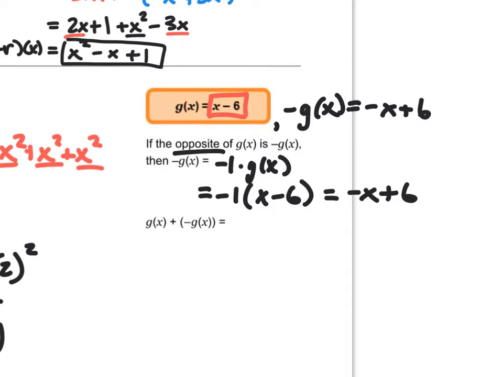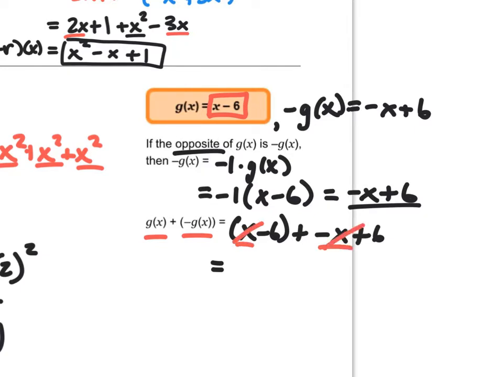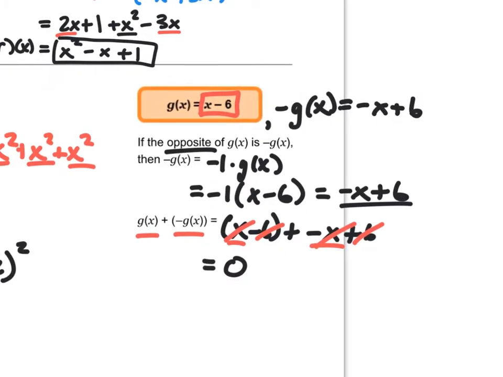So as a result, if I wanted to take g of x plus negative g of x, then I'm really just doing x minus 6 plus the opposite of that function, which is negative x plus 6. Okay? And as a result, you get x minus an x, which becomes 0. You get negative 6 plus 6, which gives us 0. So you just get a whole value of 0. Okay? So taking a function and then completely subtracting that function, or adding the negative, is just going to give you 0 every time.